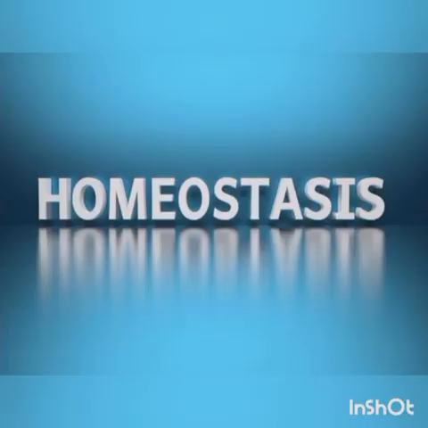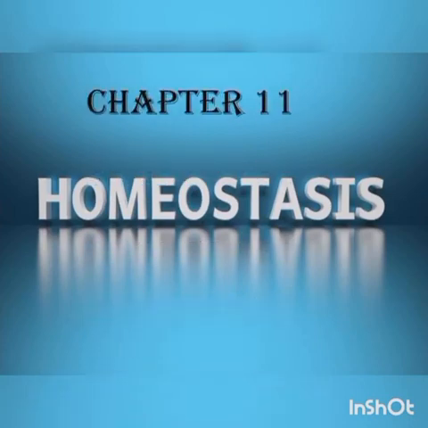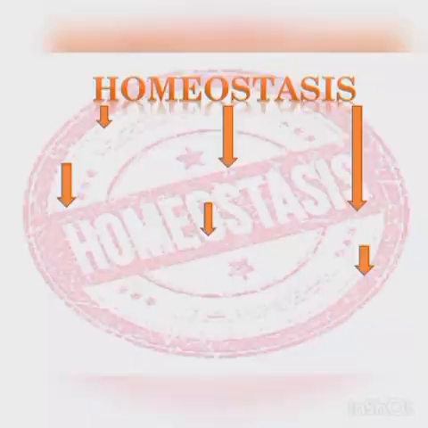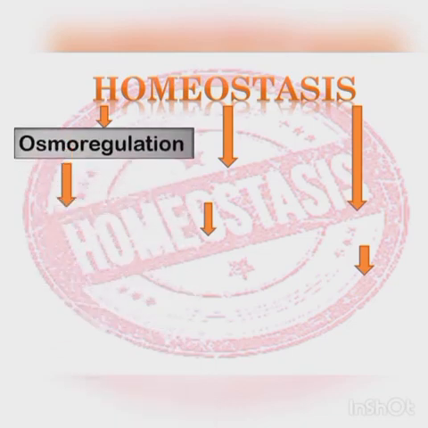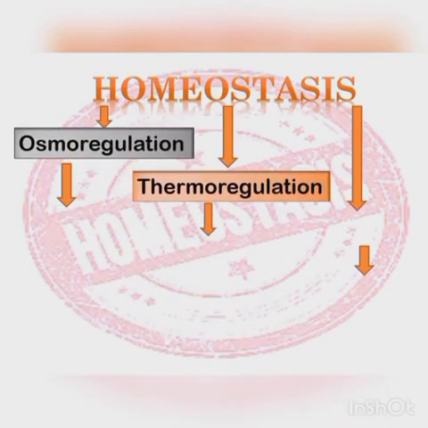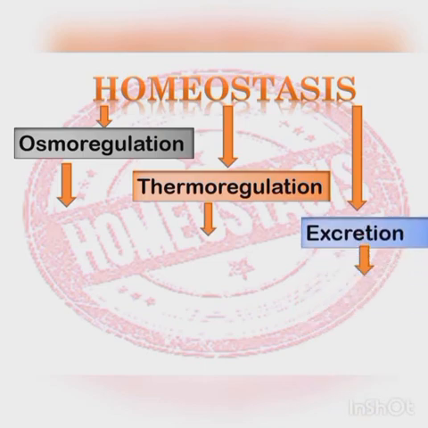Today we have to start a topic, homeostasis, that is included in chapter number 11 of your textbook. So first of all, we have to see what is homeostasis. Homeostasis may be defined as the maintenance of the internal conditions of the body at equilibrium despite changes in the external environment. So, there are three conditions to maintain the homeostasis. First is osmoregulation, second thermoregulation, third excretion.